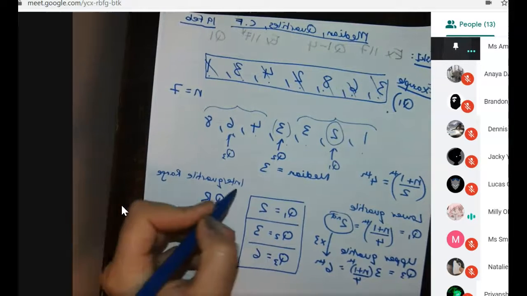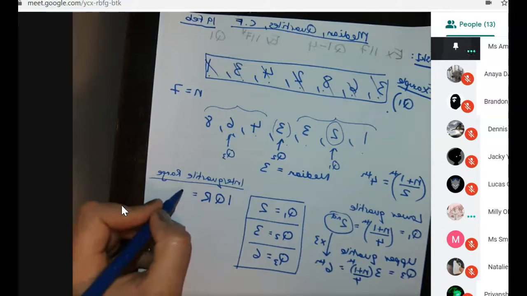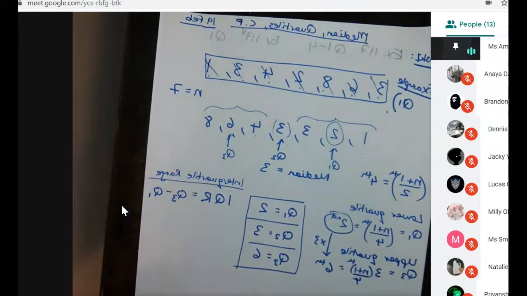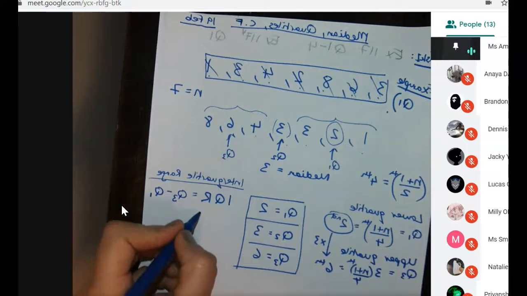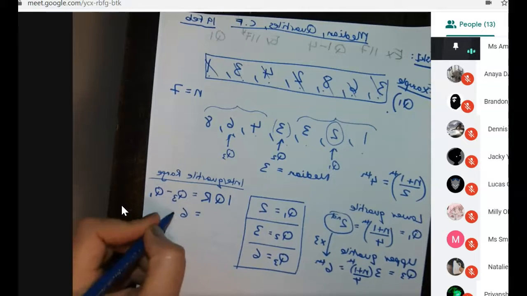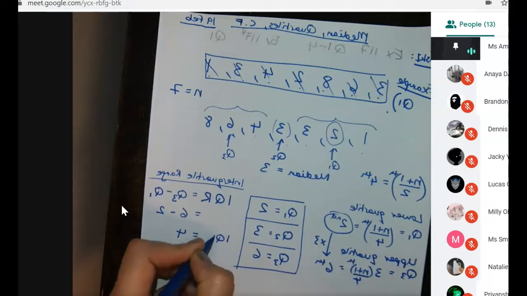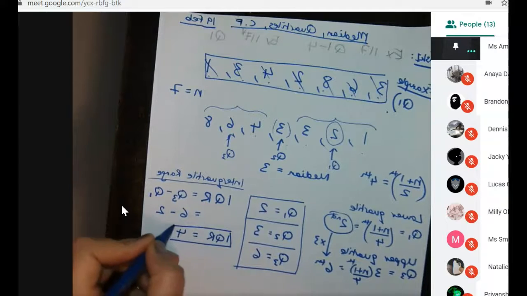Is it Q3 minus Q1? Yeah, perfect. Q3 minus Q1. So it's the upper quartile minus the lower quartile. So for this data, it's going to be 6 minus 2, which is 4. So our IQR is 4.